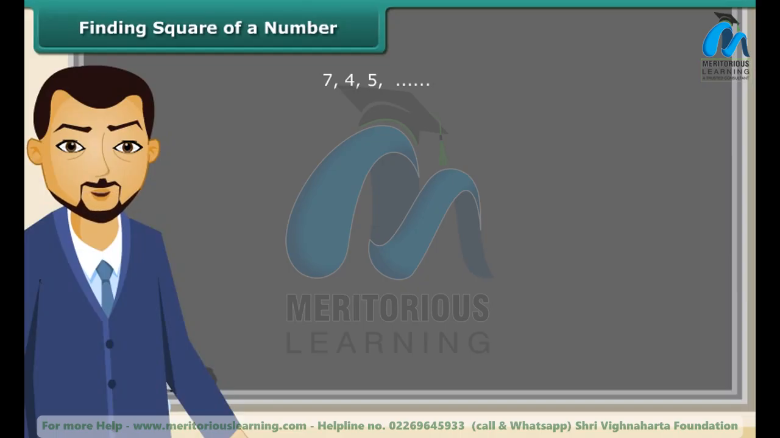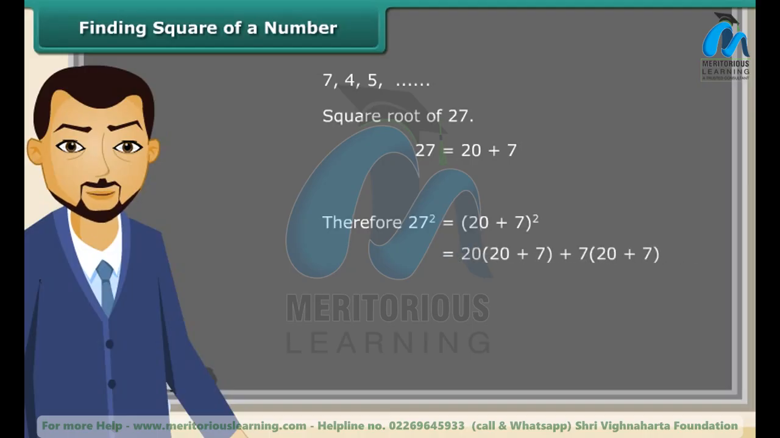Let us find how we may find the square of 27. We know 27 is a sum of 20 and 7. Therefore, the square of 27 is equal to (20 + 7) whole square, which is equal to 20 × 20 + 7 × 20 + 20 × 7 + 7 × 7, which is equal to 20 square + 20 × 7 + 7 × 20 + 7 square, which is equal to 400 + 140 + 140 + 49, which is equal to 729.